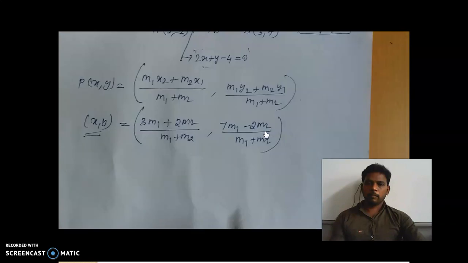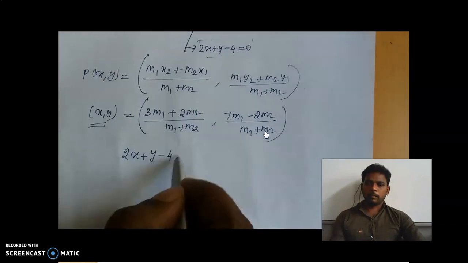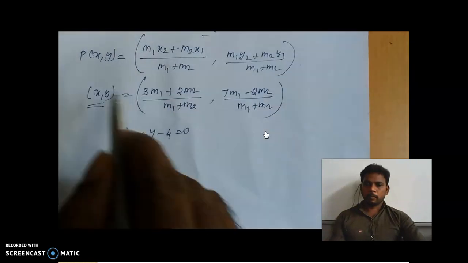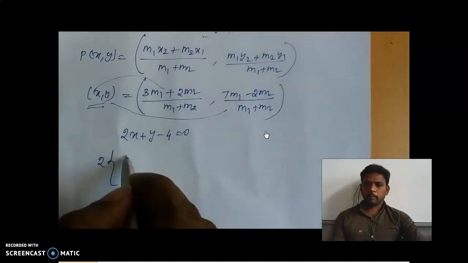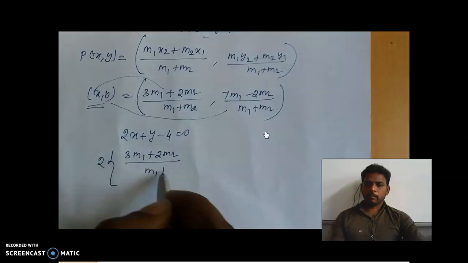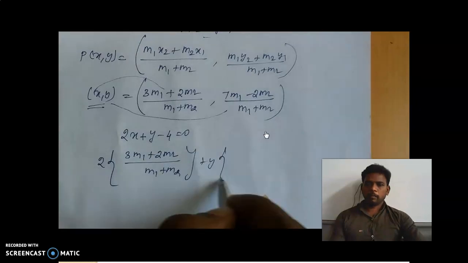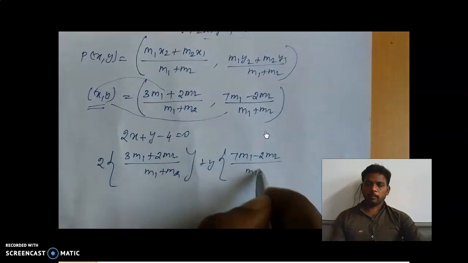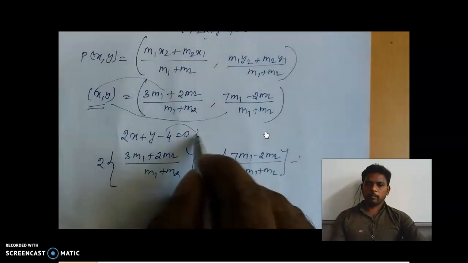Okay, so 2x plus y minus 4 equal to 0. Now substitute this one x value and this one y value. Okay, so x equal to x value and y equal to y value. Substitute here. So 2 into, so x1 3m1 plus 2m2 divided by m1 plus m2 plus y into, so y value 7m1 minus 2m2 divided by m1 plus m2. And minus 4, bring the 4 outside, it will become plus 4.